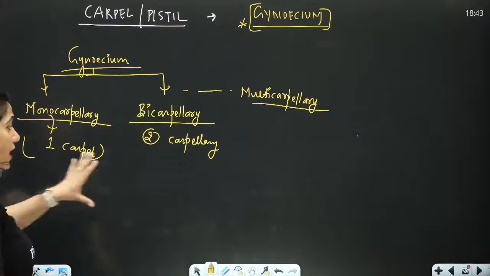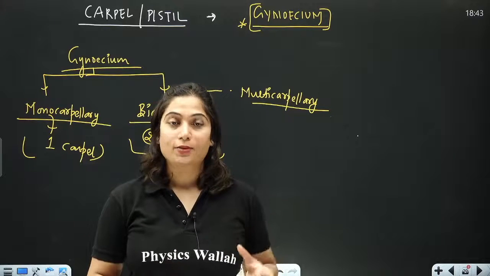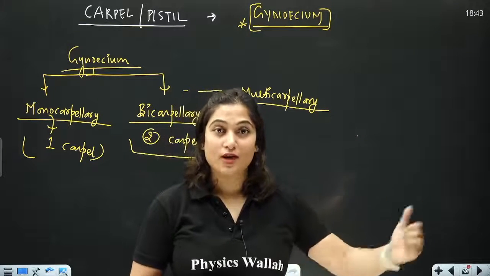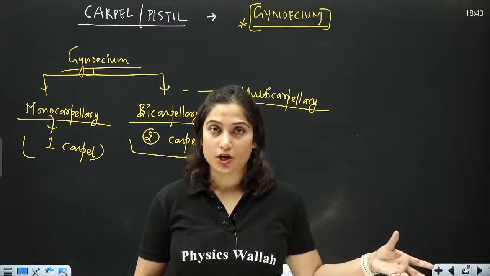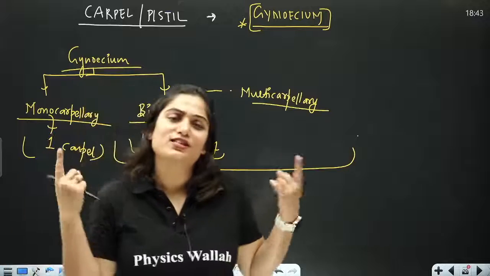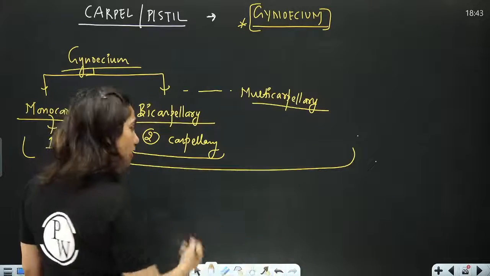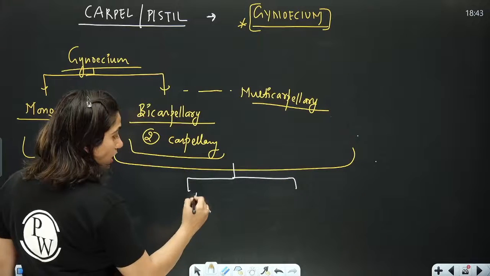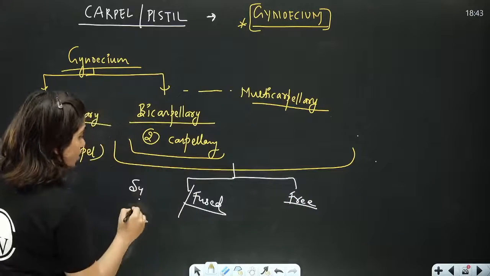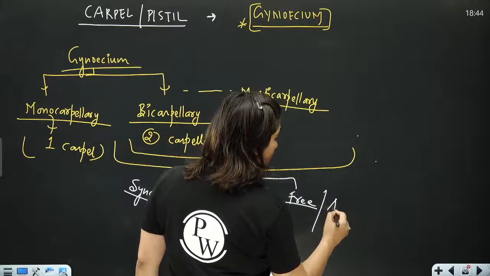If there are two carpels within the same flower, or three, four, five, that means more than one carpel in the gynoecium, then they can be either in the fused condition or in the free condition. If it is single, how can it be fused or free? It will be free. But if the gynoecium contains more than one carpel, they can be fused or free. If they are fused, this condition is called syncarpous, and if they are free, this condition is called apocarpous.